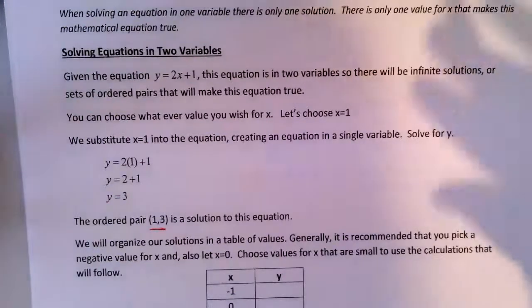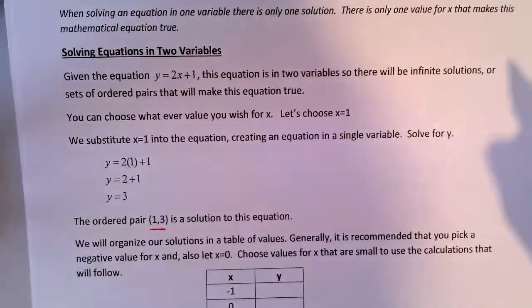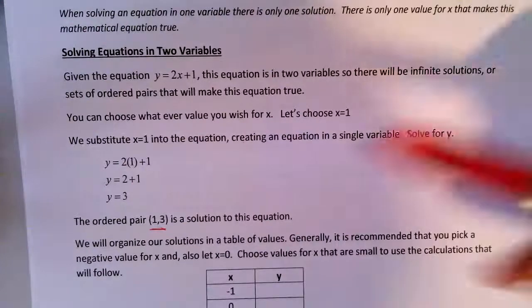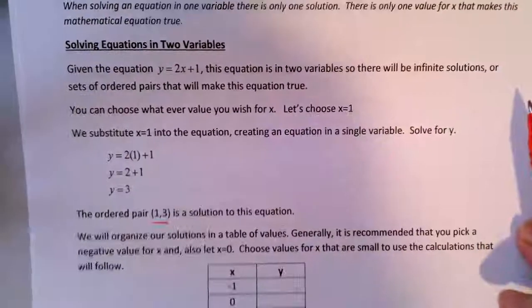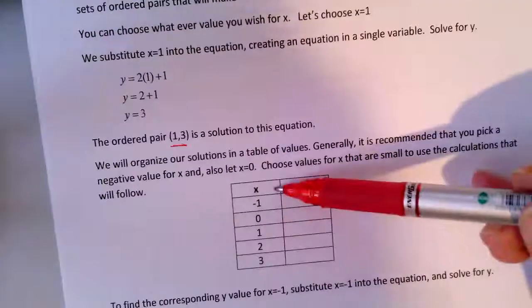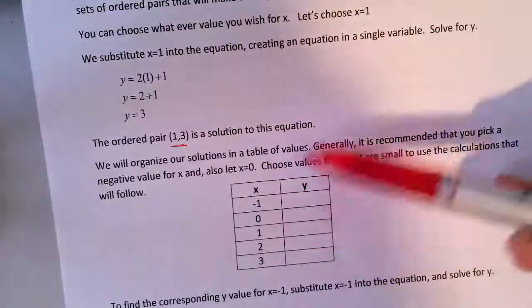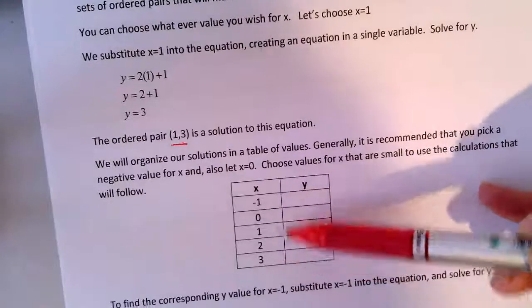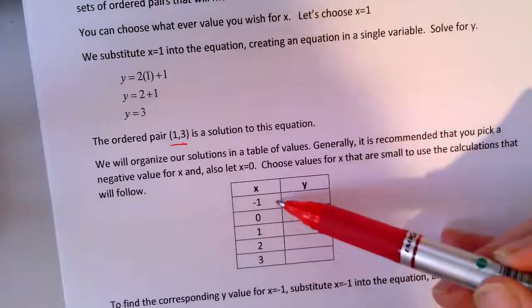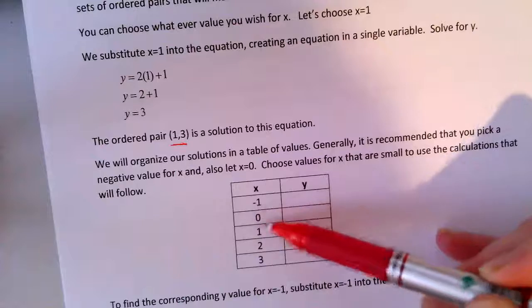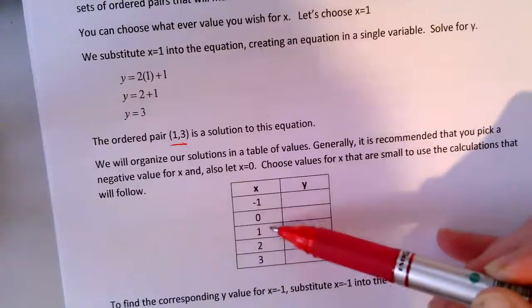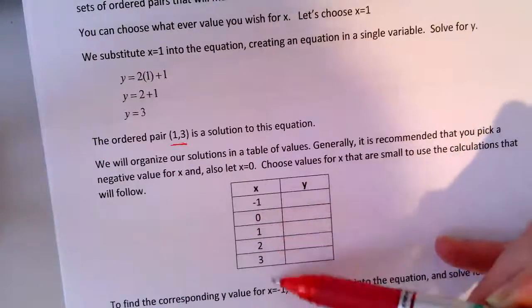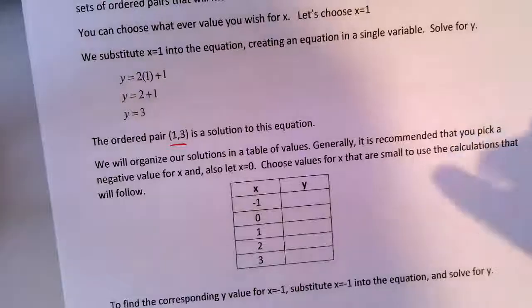So the pair 1, 3 is a solution to this particular equation. But I mentioned there are many more solutions. So what we're going to do is organize some pairs of numbers in a table of values. So I have put together a table of values, and I have chosen different values for x. I like to pick one value for x that's negative. I also like to always include x equals 0. And then I pick some smaller values like 1, 2, and 3, because I want to keep my calculations nice and simple.